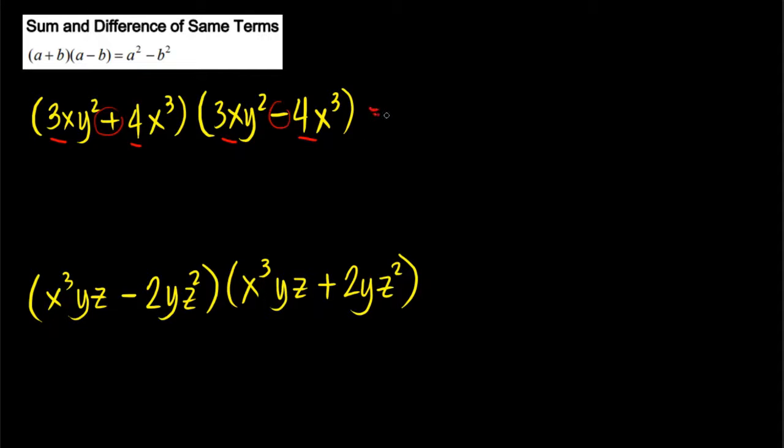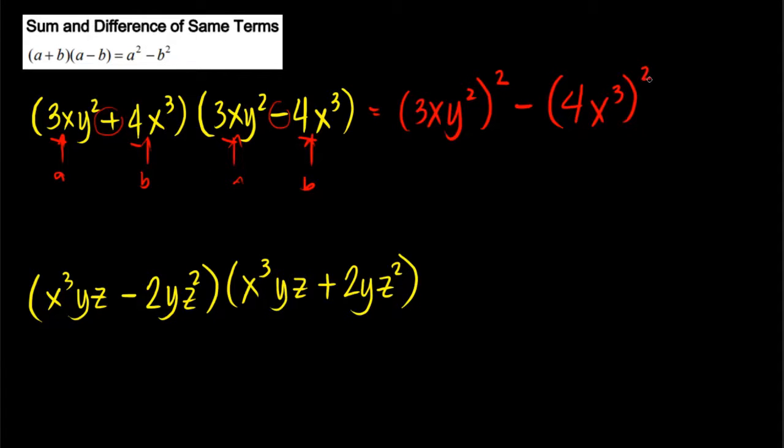If that's the case, the answer is going to be, as you can see here, if the binomials are formed this way, A plus B, so this is going to be your A, this is going to be your B, and this is A and this is B. Our answer is A squared minus B squared. So, that is 3xy squared, squared, minus B squared, which is 4x cubed, squared.